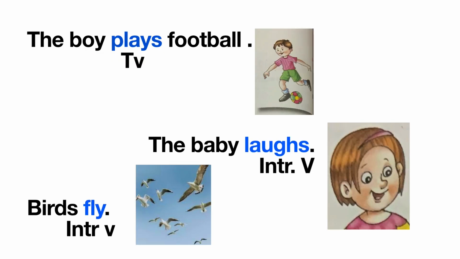Now students, notice these pictures. In the first picture, the boy plays football. Plays is transitive verb, and by raising question what boy plays, we get the answer football. So football is the object of the transitive verb. Next, the baby laughs. Laughs is intransitive verb without object. And next, birds fly. Fly is again intransitive verb without object. So these verbs laughs and fly do not require the objects to complete their sense.